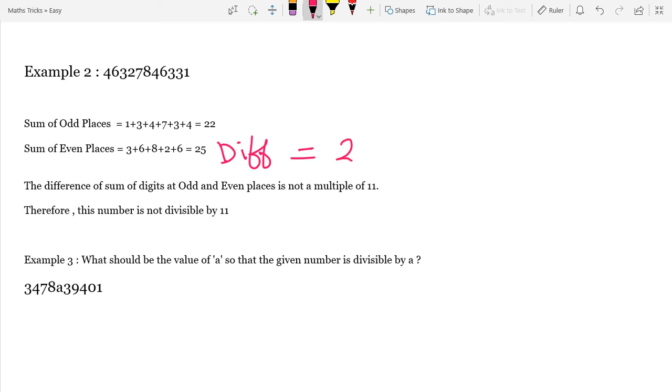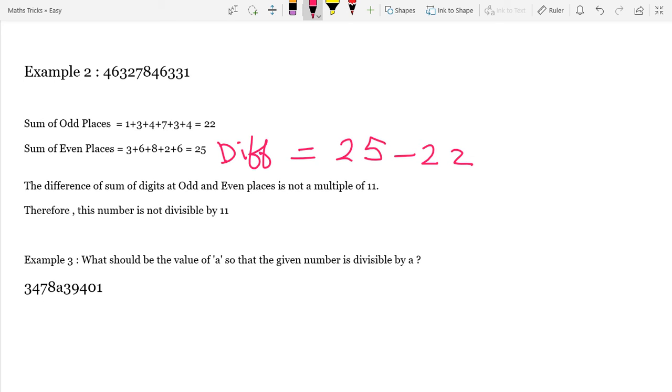So what we do is we subtract 22 from 25. Now it does not matter if you subtract 22 from 25 or 25 from 22, because we are only interested in the absolute value. So we don't care if the sum of the digits at even places is more or less than the sum of the digits at odd places, it does not matter to us.